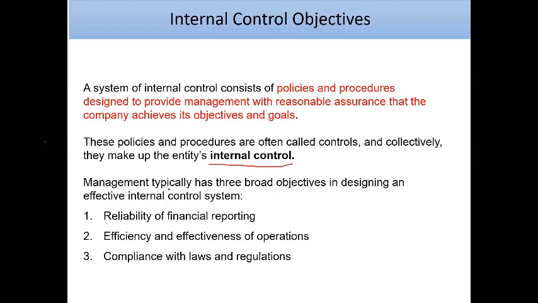Then the management typically has three broad objectives in designing and achieving an effective internal control system. The first objective is the reliability of financial reporting. Management is designing the internal control primarily to make sure there is reliability of financial reporting, efficiency and effectiveness of operation, as we just said, and to make sure that the company is in compliance with laws and regulation. Those are the three main objectives of the internal control system.